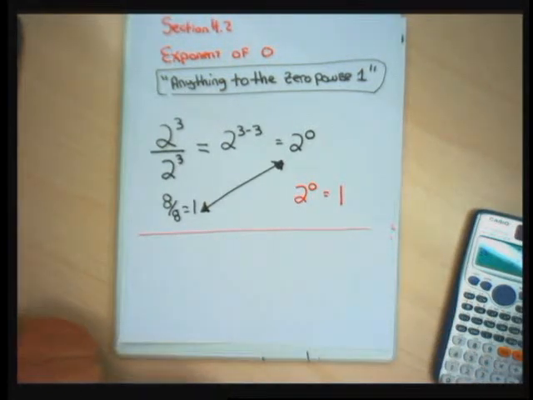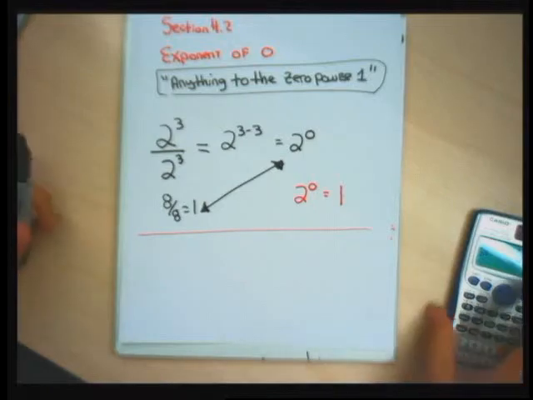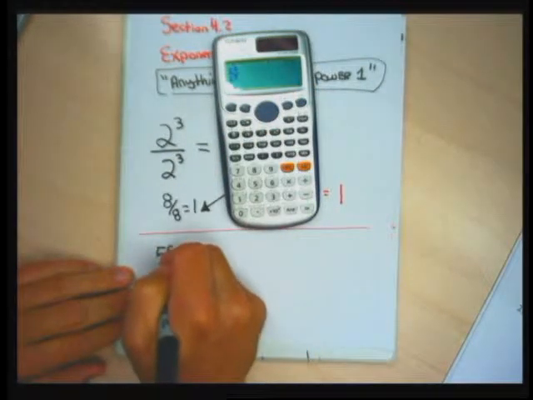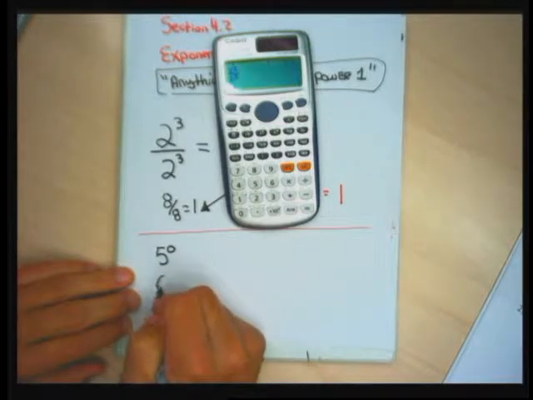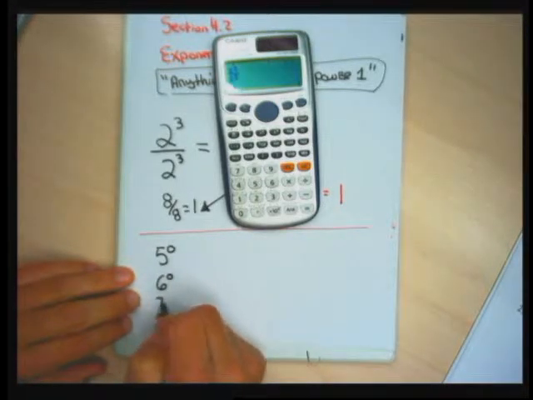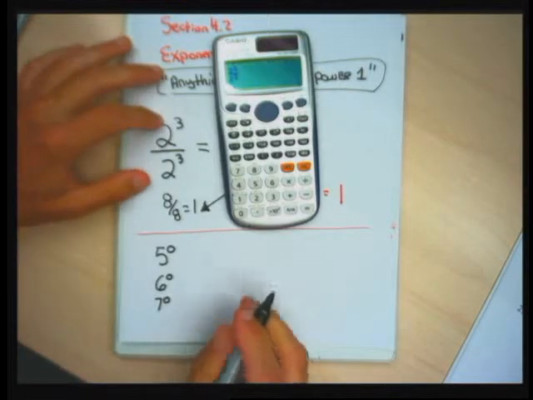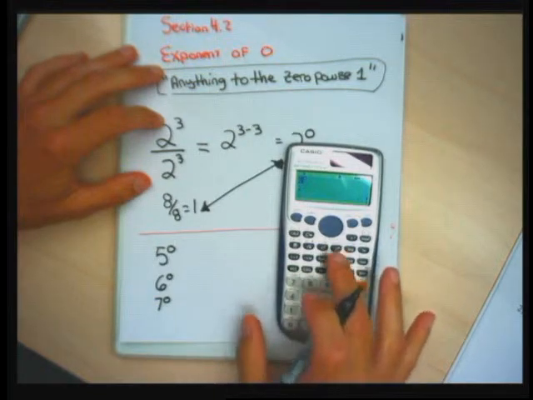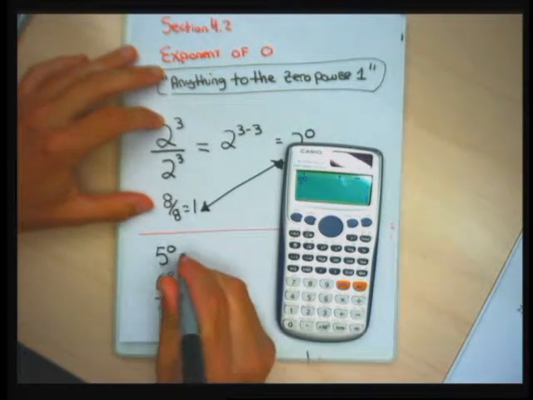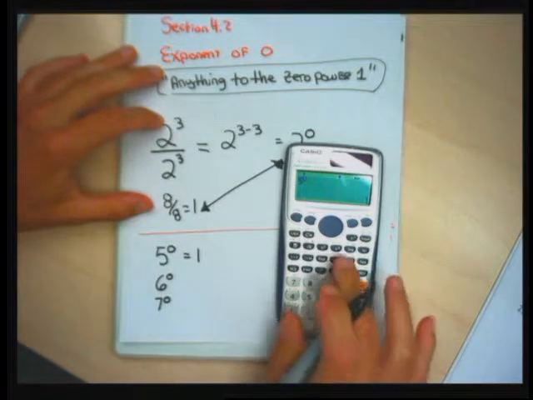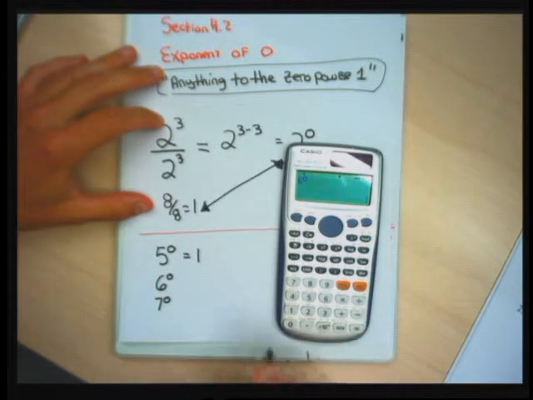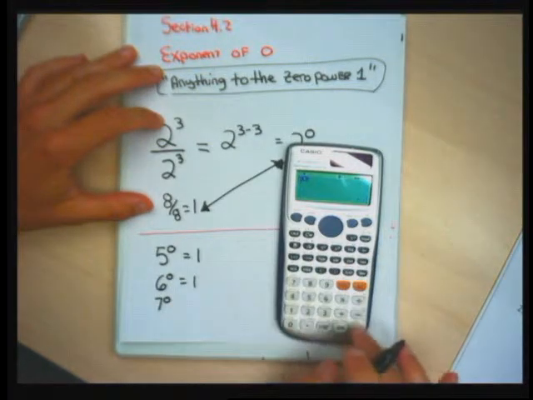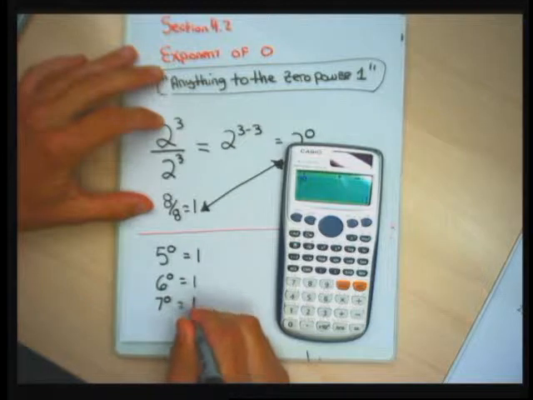And I can do a bunch of things on my calculator. If I just raise nice positive integers to the 0 power, if I did 5 to the 0 power, 6 to the 0 power, or 7 to the 0 power, these kind of fit the mold that anything to the 0 power is 1. If I did 5 to the 0 power, that's equal to 1. 6 to the 0 power, that's also equal to 1. And 7 to the 0 power, that's also equal to 1.